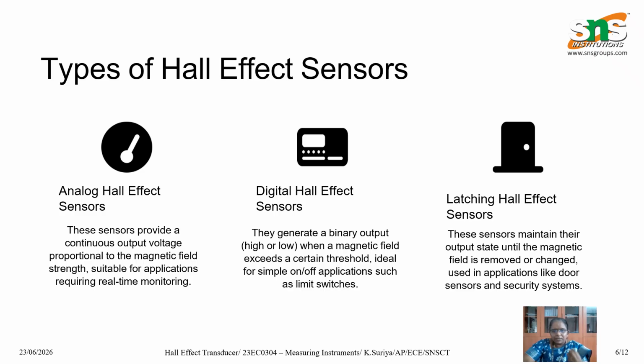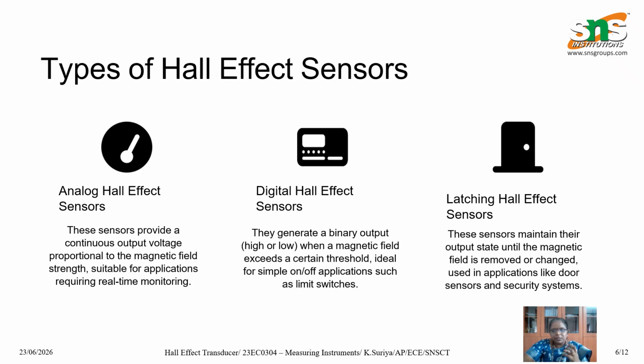Hall effect sensors are mainly classified into three types. The first type is the analog Hall effect sensor, which provides a continuous output voltage proportional to the magnetic field strength. These sensors are commonly used for magnetic field and current measurements. The second type is the digital Hall effect sensor, which provides a binary output, either on or off, when the magnetic field exceeds a predefined threshold value. These sensors are widely used in limit switches and object detection systems.